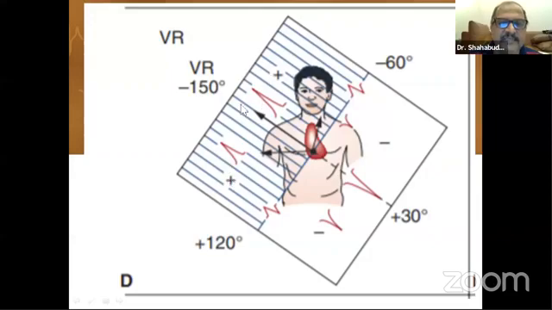We are taking the figure from here. We are placing the electrode from here, and the direction of our electrical axis is like that. So it is directed at 30 degrees, but we are collecting it from 150 degrees from the right arm. So it is definitely negative. So in aVR, all complexes should be negative. If it is not negative, something is wrong.